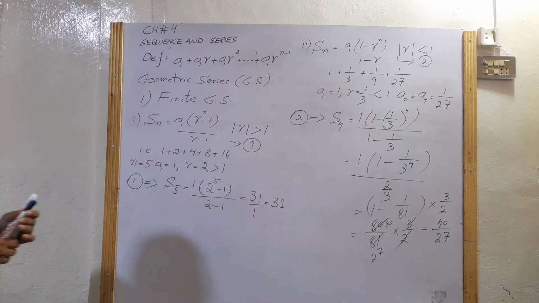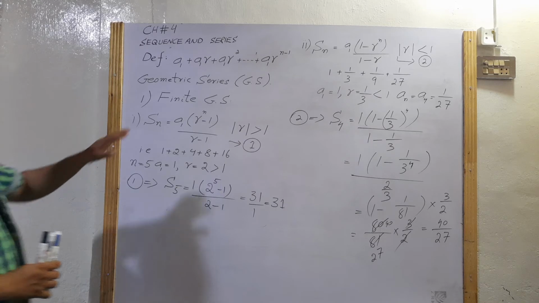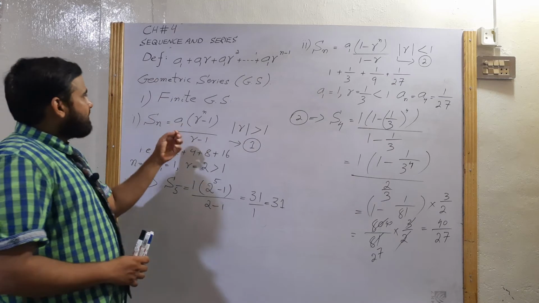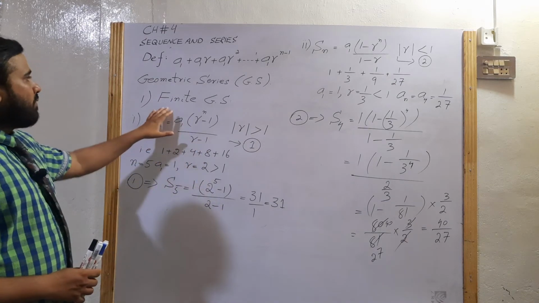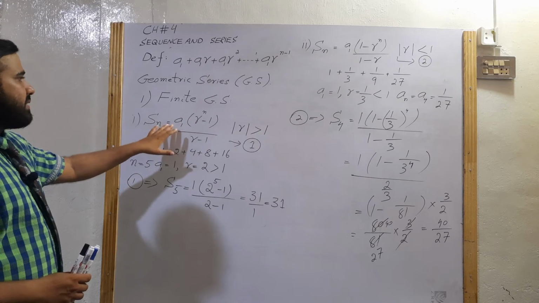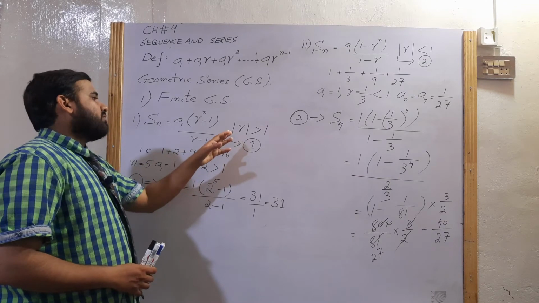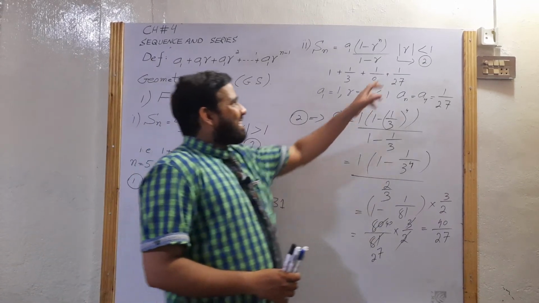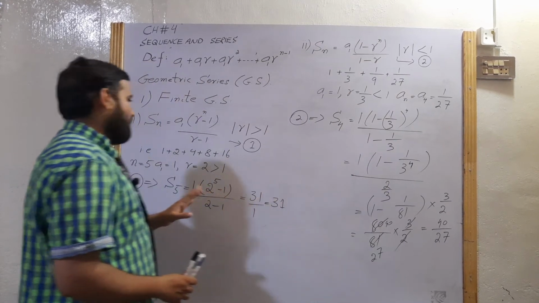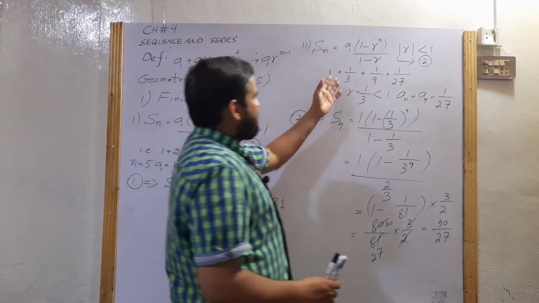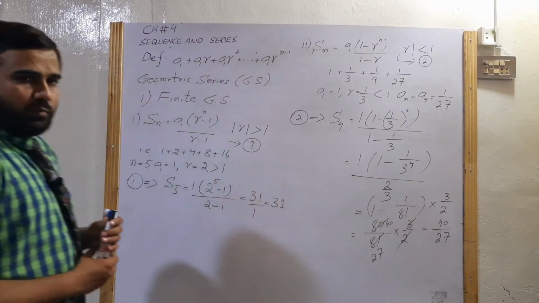I will summarize. A series in which the ratio between two consecutive terms is the same, which is called the common ratio, is called a geometric series. There are two cases: finite geometric series, which means the first term and the last term are known. If r is greater than 1 we use this formula, and if r is less than 1 we use this type of formula. These two examples clearly verify these two formulas for the summation.